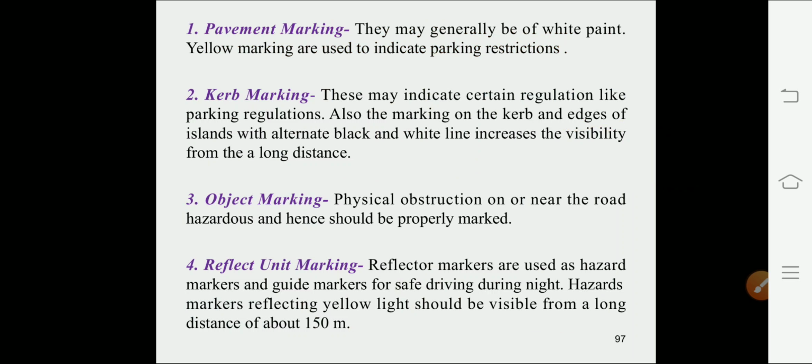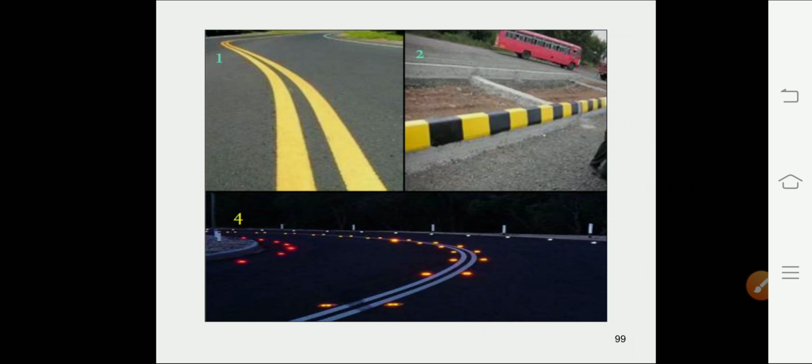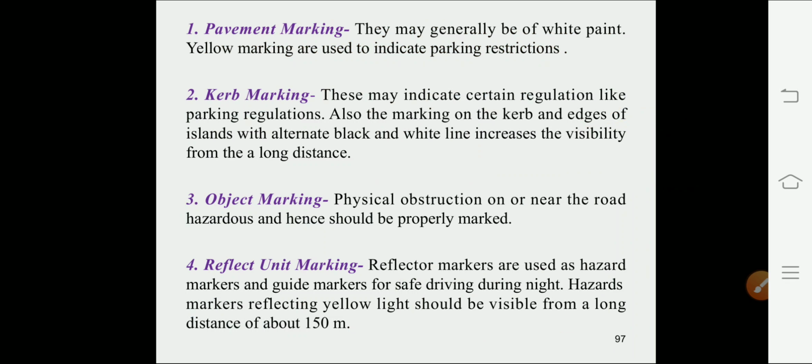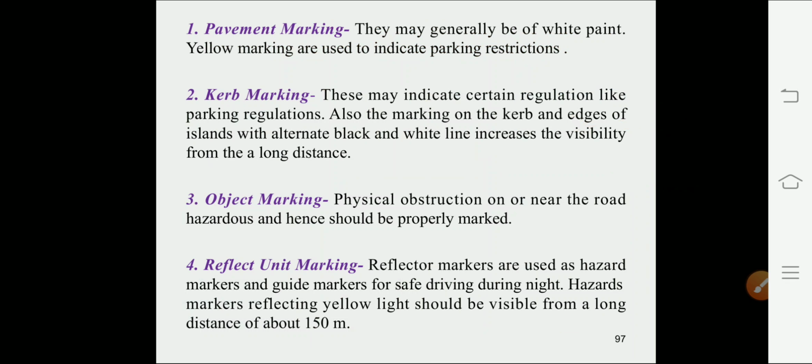Curb marking, this may indicate certain regulations like parking regulations. Also the marking on the curb and edges of the island with alternate black and white lines increases the visibility from a long distance. So here, like this curb raised portion, from far itself we can see that there is a curb marking. Object marking, physical obstructions on or near the road are hazards, and hence should be properly marked. Okay, if there is any object, it should be properly marked, otherwise it will get damaged.